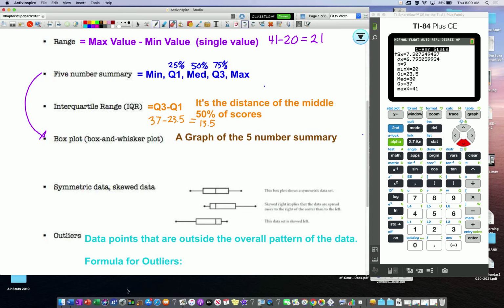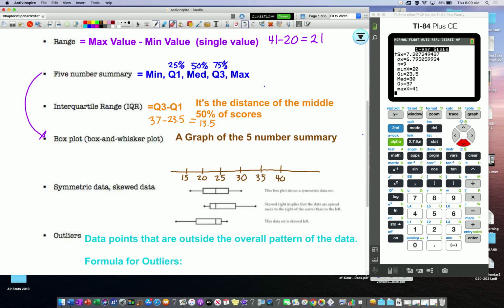Box plots, box and whisker plots. So this is a graph of the 5-number summary. So what I'm going to do here is start by drawing a number line. If I look at my data, I have a low of 20 and a high of 41. So what I might do here is just start at 15 and count by 5s and go up to 45. So I kind of get a nice little picture of the data.